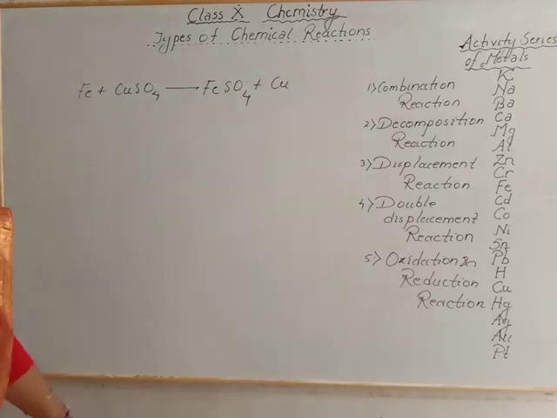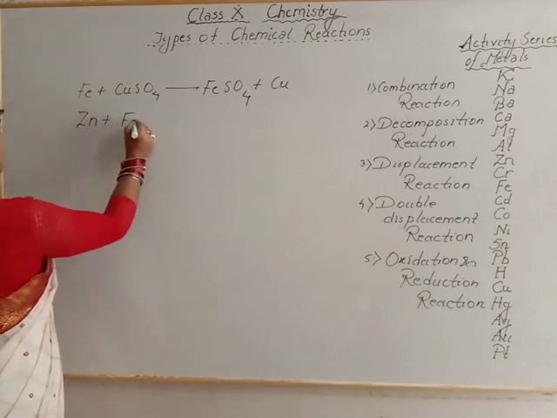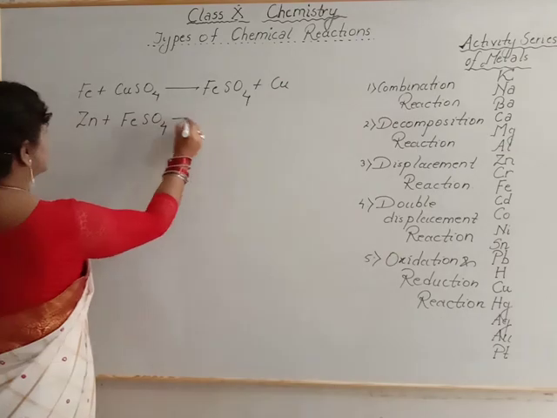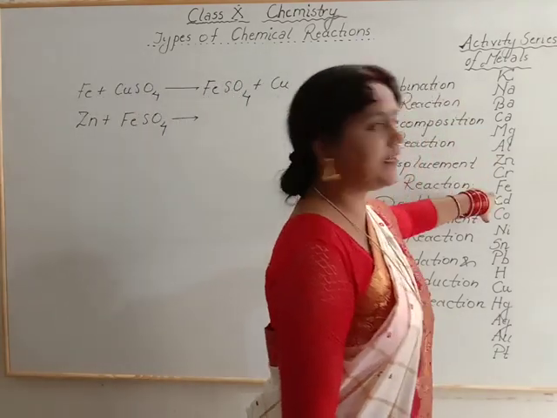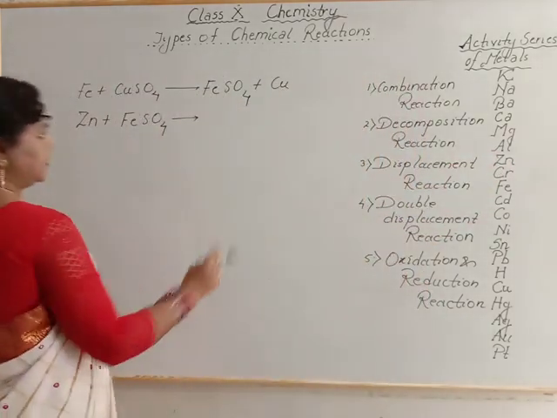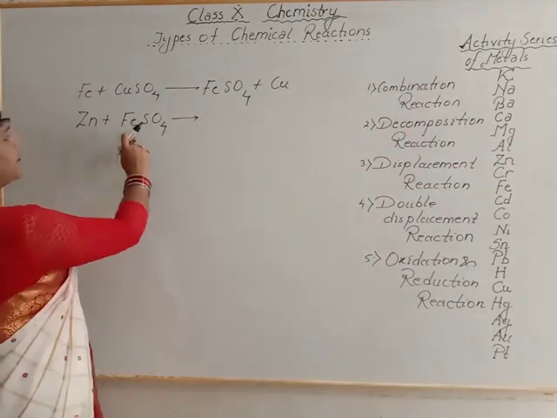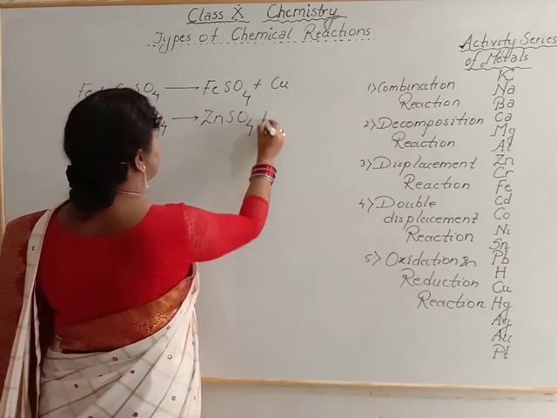Second reaction is zinc plus FeSO4. Now see the place of zinc and iron. You can see that zinc is here and iron is here. Zinc is at a higher level of the reactivity series. So zinc can replace iron. Zinc sulfate plus iron.